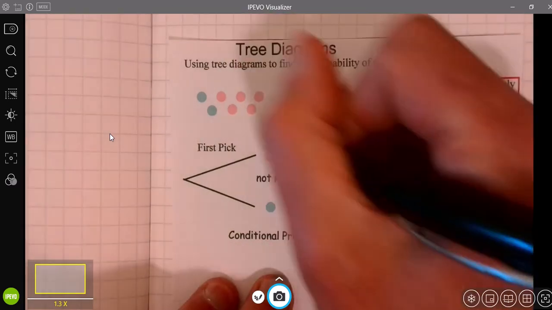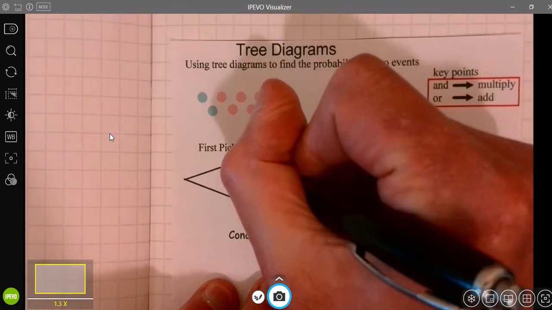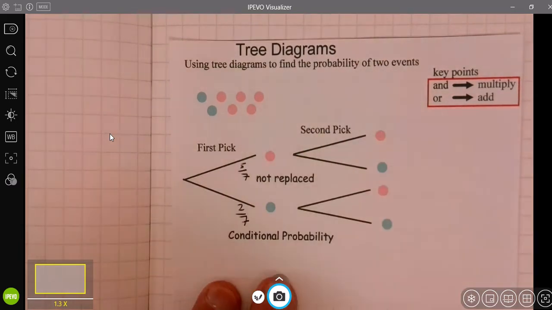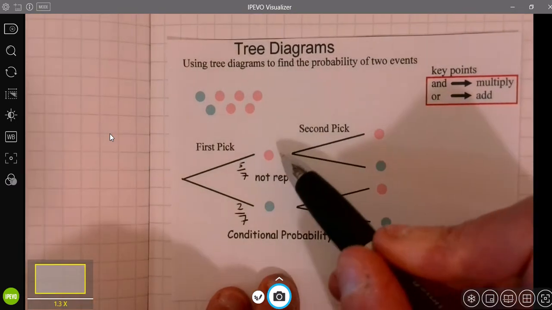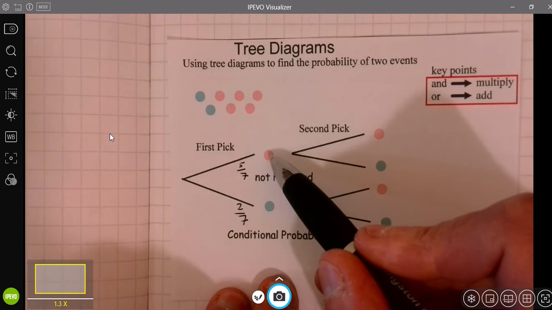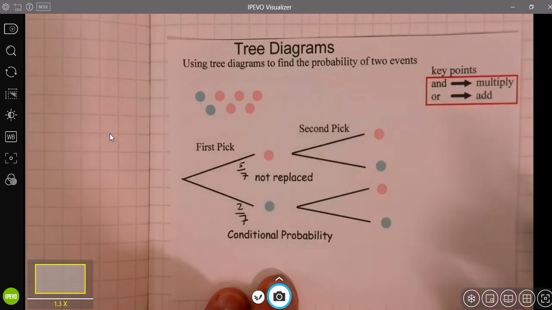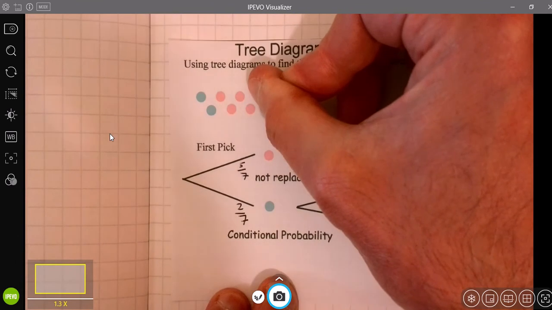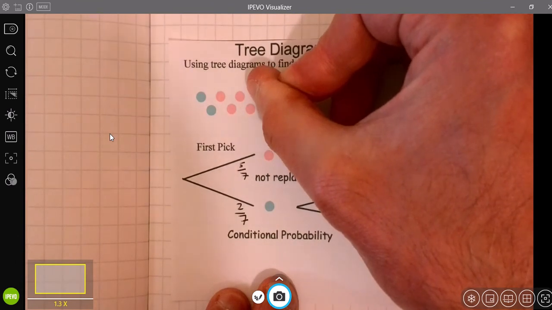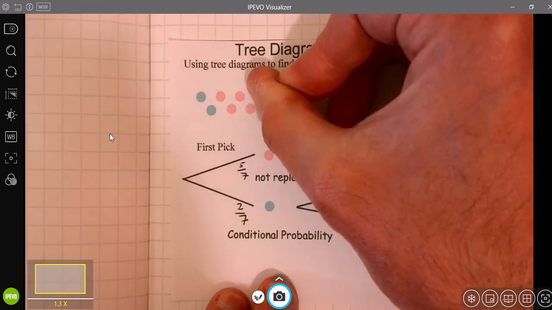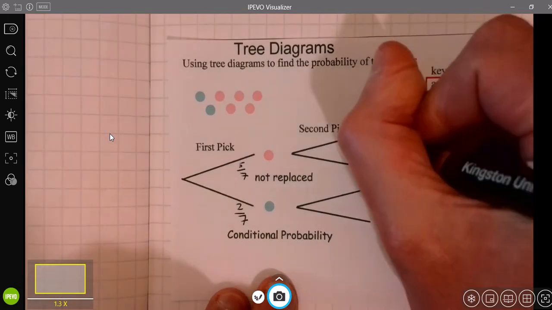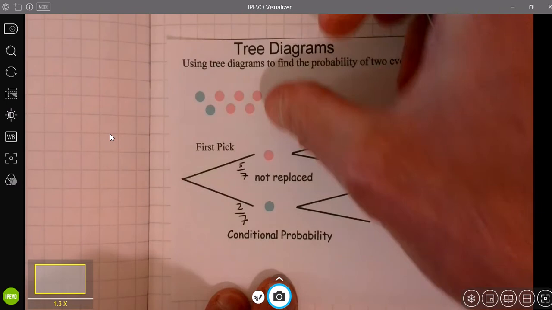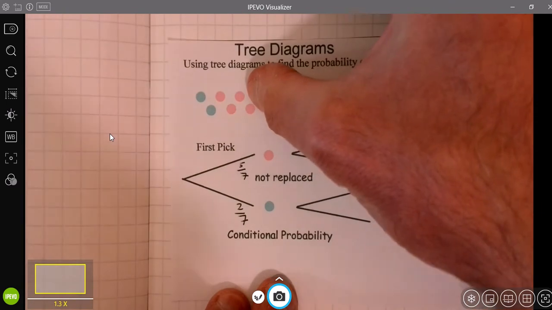So we've got little pink ones here. This is still the same at the beginning. That's going to be 5 over 7, and that's 2 over 7. But this is where it changes. If we took a pink one out to begin with, what have I got left? If I were to take one of those out, I've got 4 pinks left and 6 altogether. So now this probability here is 4 over 6, and the probability of a green one would be 2 over 6.